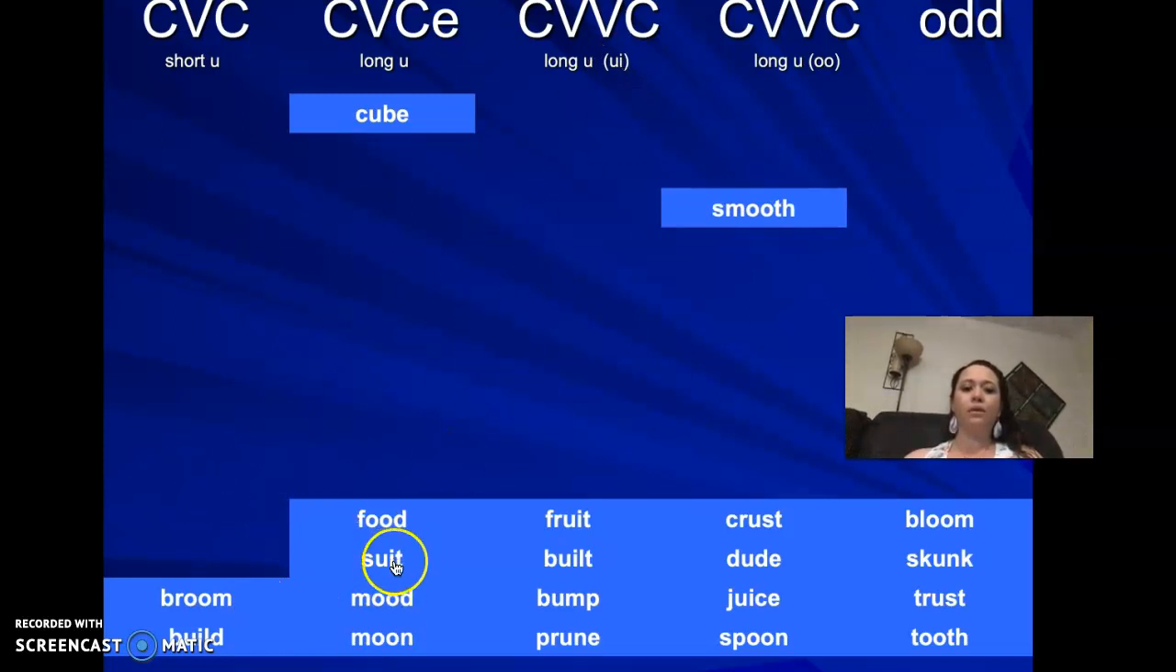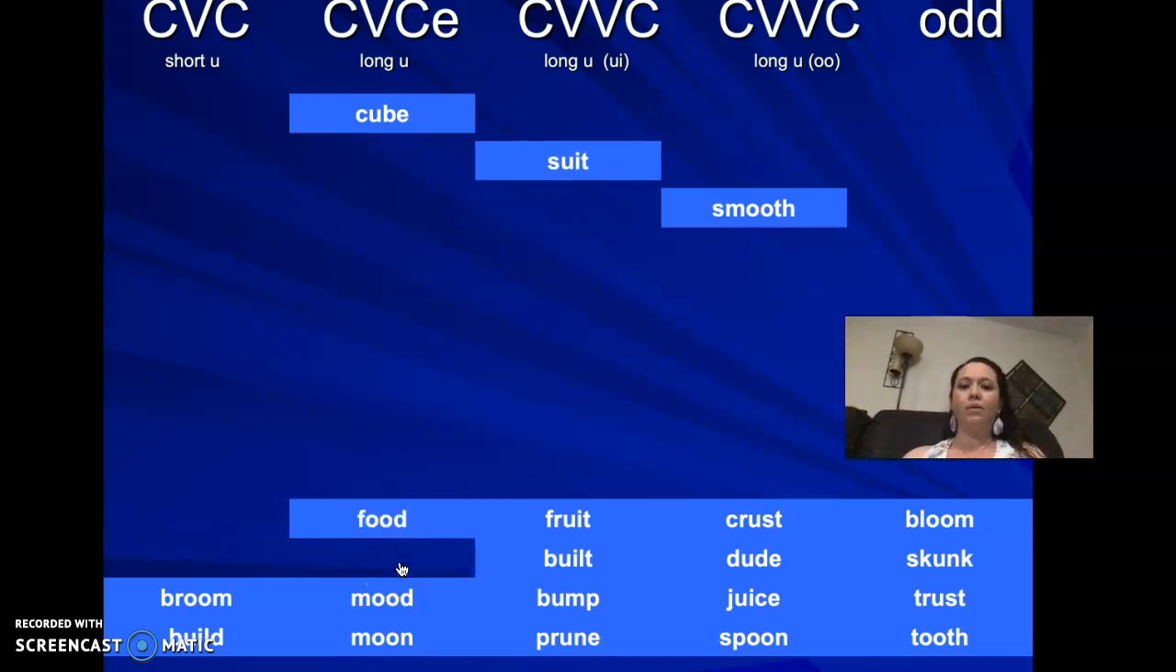Awesome. Okay, now let's see. Oh, look, I found suit, a UI. Consonant, UI, vowel, consonant T. Yay! Right again. Okay. Then, if I come over to the word bump, I'm not hearing the long vowel. So where does that one go? Yep, that's a short U sound.